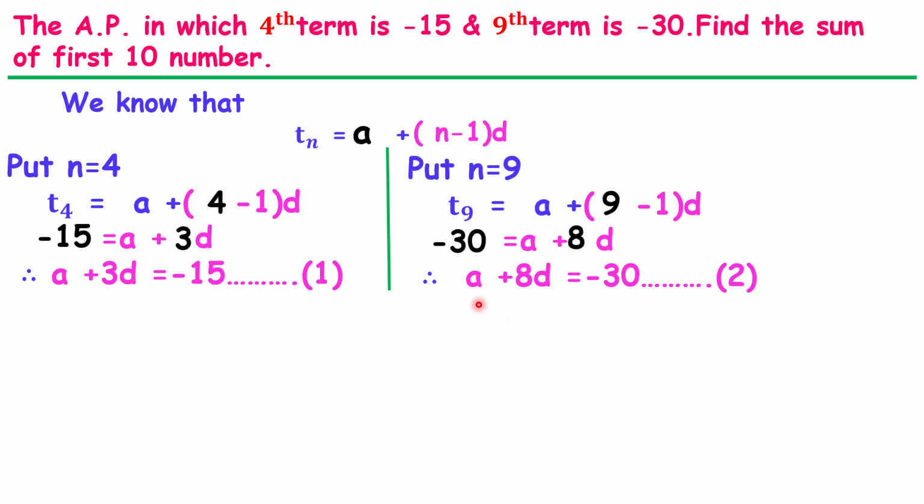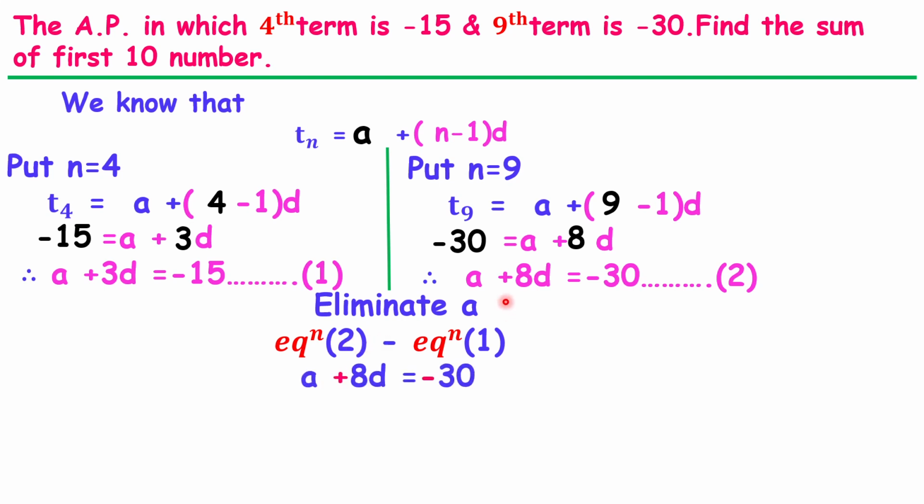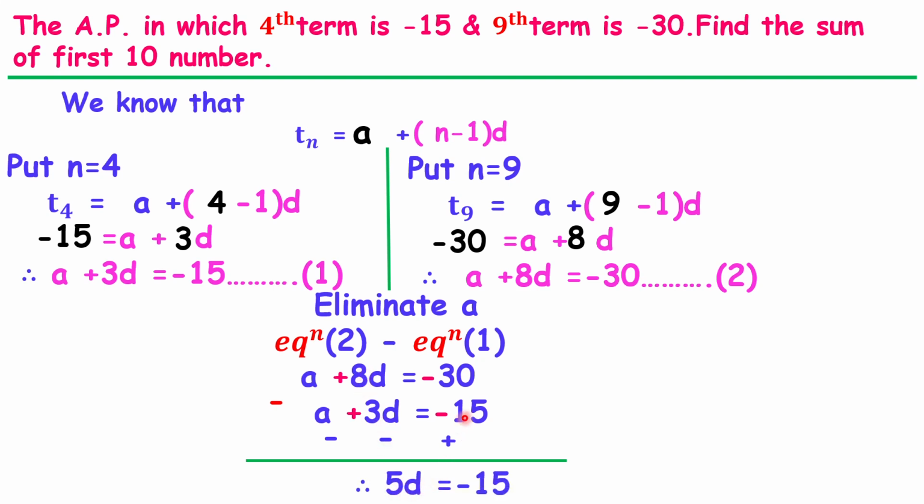The variable a is eliminated easily. Therefore eliminate a: equation 2 minus equation 1. Here equation 2 is a plus 8d is equal to negative 30, and equation 1 is a plus 3d is equal to negative 15. We subtract equation 1 from equation 2. Therefore change the sign of each term of equation 1. Plus a becomes minus a, plus 3d becomes negative 3d, negative 15 becomes plus 15. Plus a and minus a cancel out. Now 8d minus 3d, therefore 5d is equal to negative 30 plus 15.